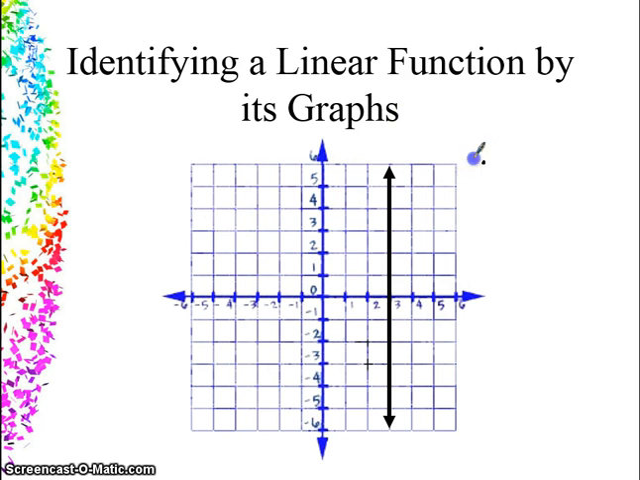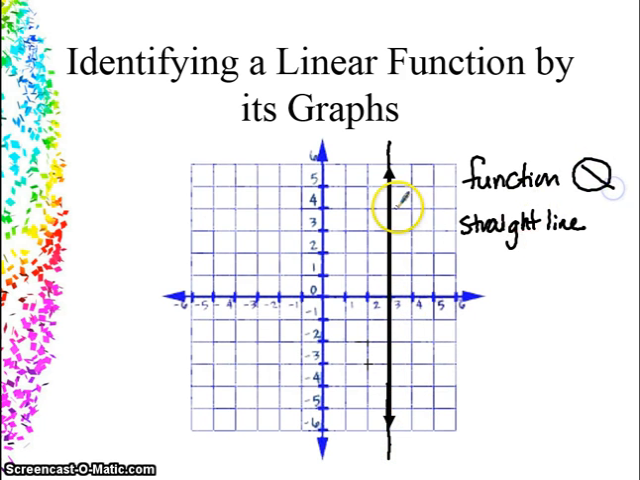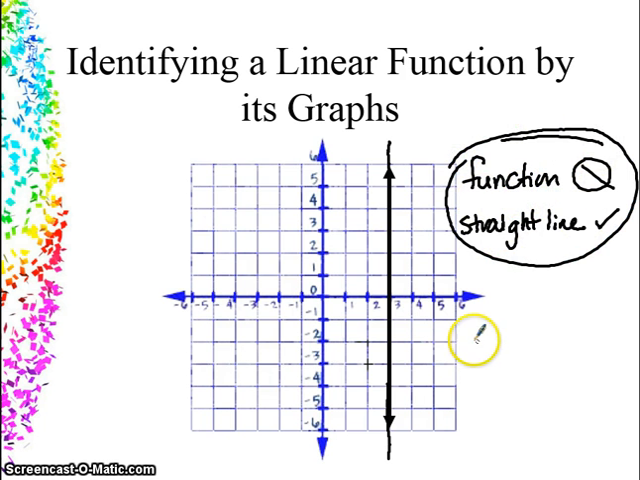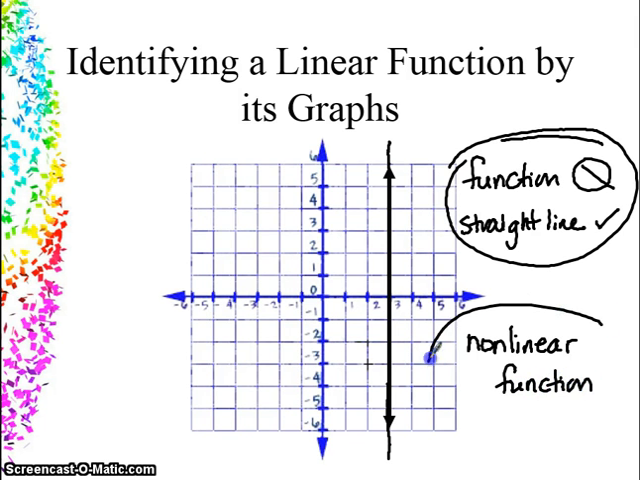Okay, let's look at this example. Remember, we're testing, is it a function and is it a straight line? Now, we have a vertical line here. If we pass a vertical line over it, does it only touch at one and only one spot? No, this is not a function. Is it a straight line? Yes, but it has to fulfill both of these qualifications to be considered a linear function. So even though this is a straight line, this is still a nonlinear function because it's not a function at all. A vertical line is the only straight line that is not a linear function.